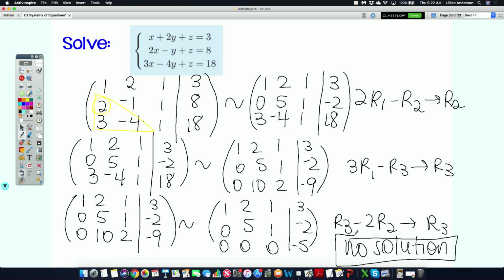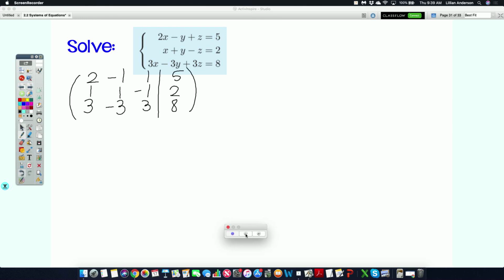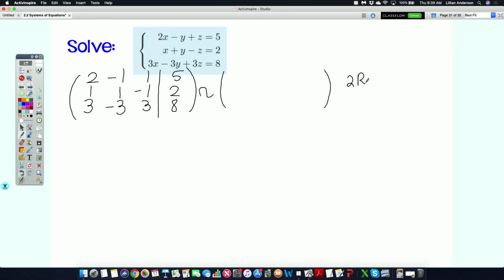Let's do another one. Ready? Let's try this one. You want to try it on your own? Okay. So, it's supposed to be 1/3. Well, it's supposed to be a negative 1/3. T minus 1/3. Yeah, it's a negative 1/3.